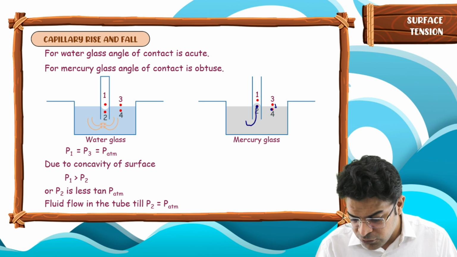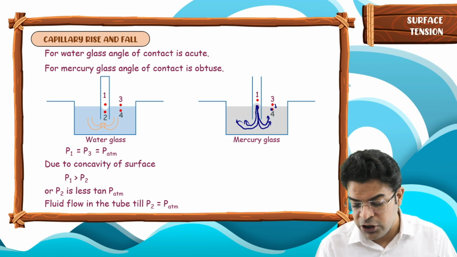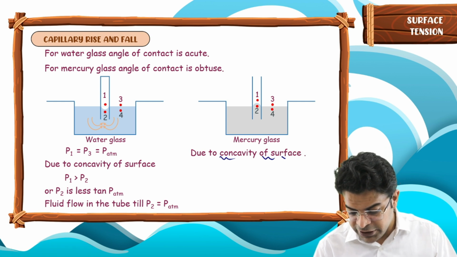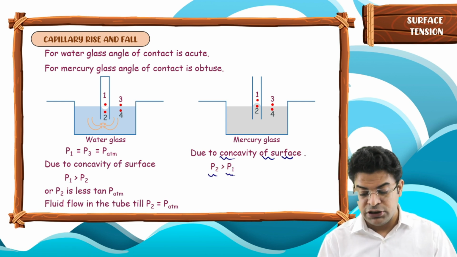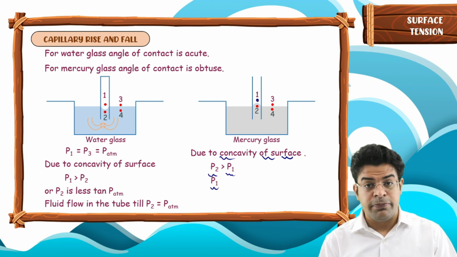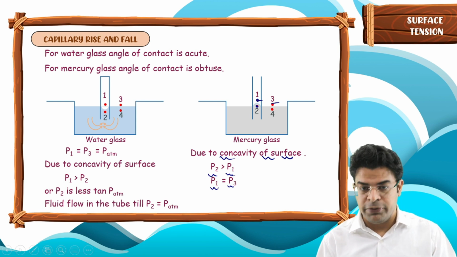So the fluid flows from the tube, from point 2 outside towards point 4, till the pressure at point 2 becomes equal to P atm. We can say due to the concavity of the surface the pressure at 2 is more than the pressure at 1. Hence the pressure at 1, which is P atm, is the same as the pressure at 3, equal to P atm.